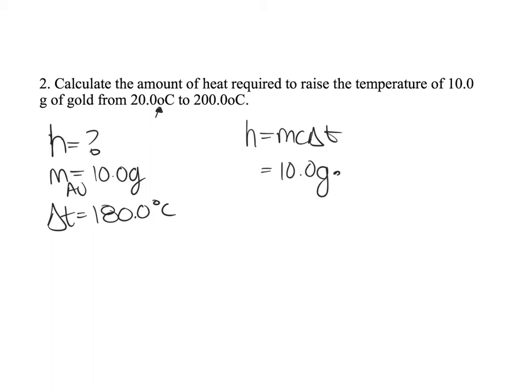So we have 10 grams. Now they didn't give me the specific heat capacity of gold, so I'm going to have to use my data booklet, and it's usually the second last page in the data booklet. It has thermodynamic properties of selected elements on it, and it's in alphabetical order, and you'll see that the specific heat capacity of gold is this.